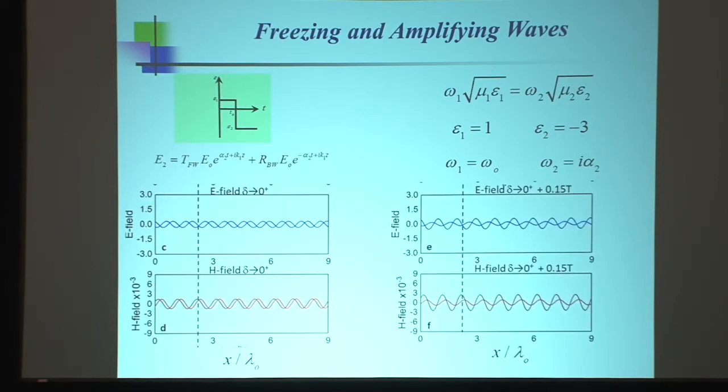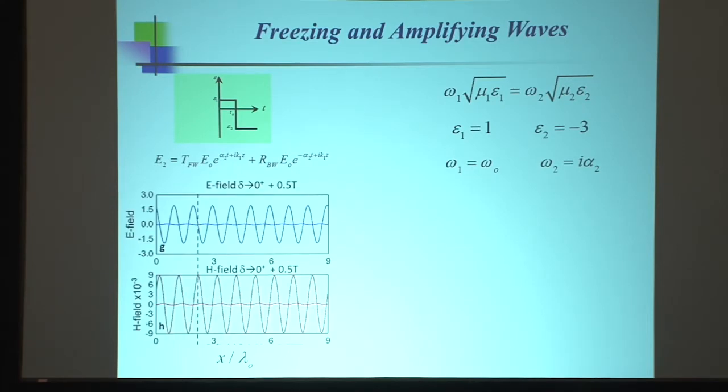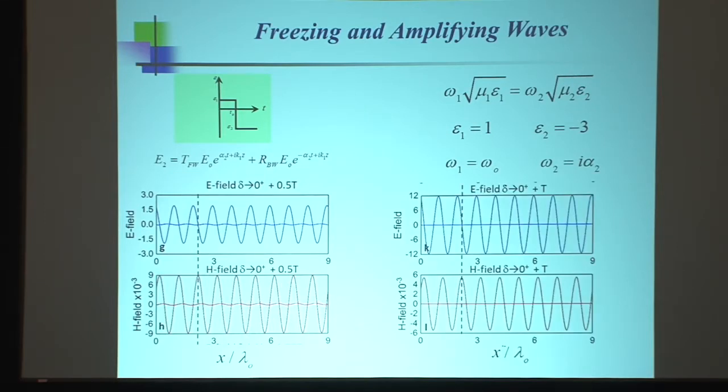If I go 15% of one period, you notice what happened. One of those frozen waves grows in time. The other one decays exponentially. If I wait half a period, you notice one of them keeps growing, the other is decaying. If I wait one period, one of them is completely gone, and the other keeps growing. Now this is interesting. In other words, you already have a wave in the medium, and at t equal to t naught, you make the permittivity negative, which means you have to make the medium active. You pump it, the wave freezes and grows there.